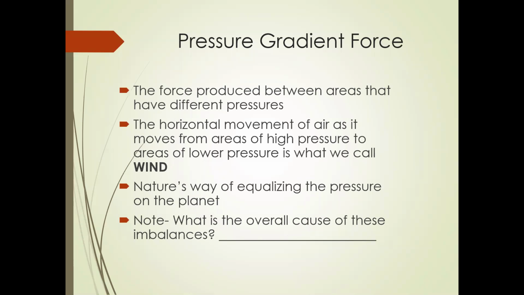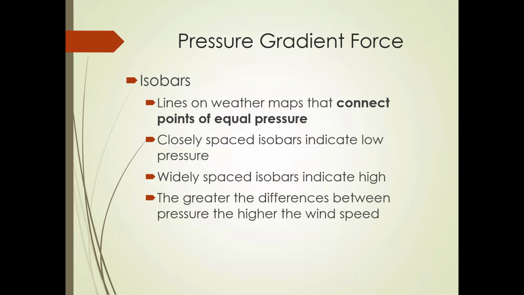Okay, this is where we ended last time. So let's look at how we measure pressure gradient force on a weather map. On a weather map, you'll see all of these lines that are called isobars. And isobars are lines that connect points of equal pressure. Iso means equal, bar, of course, for barometric pressure.